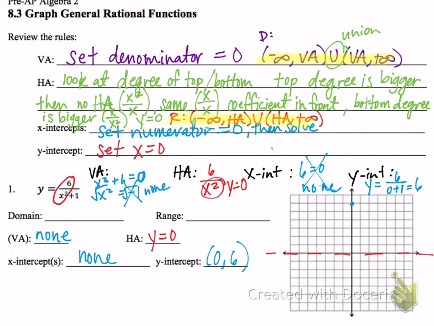So if I have no vertical asymptote, then my domain would be what? Do you have any idea? If it doesn't stop at a vertical asymptote, that means it's going to keep on going. So negative infinity to positive infinity.